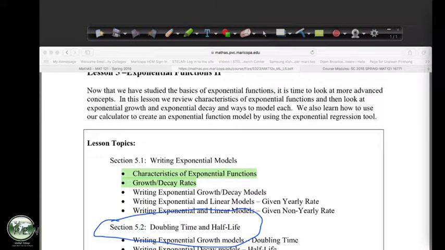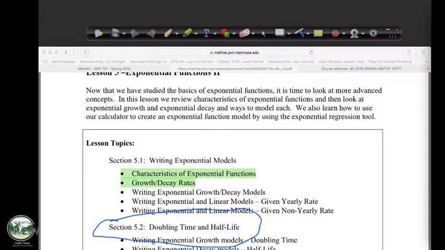Okay, so let's take a look. Oops, where am I? That's the weird thing of this. Let's see. There I am.